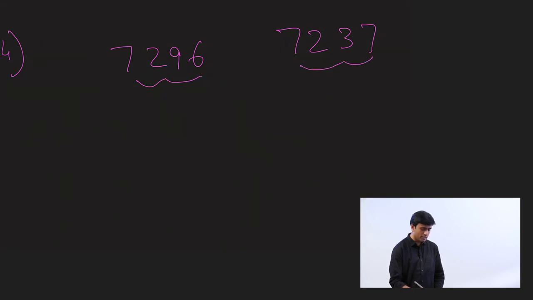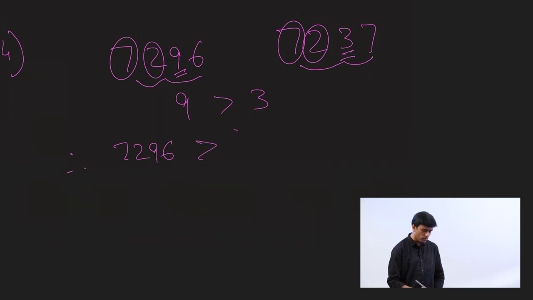Let's look at the next rule. What do you do when these two numbers are given? 7237. The number of digits are the same. The left extreme digit is the same. The next digit is also the same. What do you do? That's right. You compare the next digits, that is 9 and 3. 9 is greater than 3. Therefore, 7296 is greater than 7237.